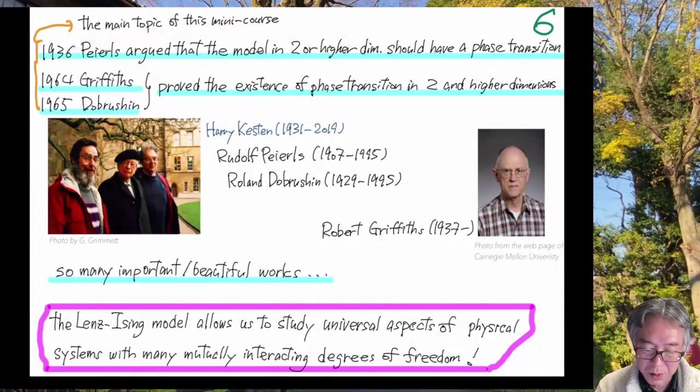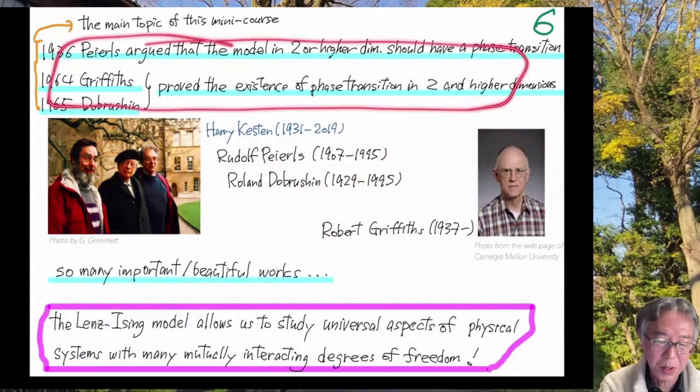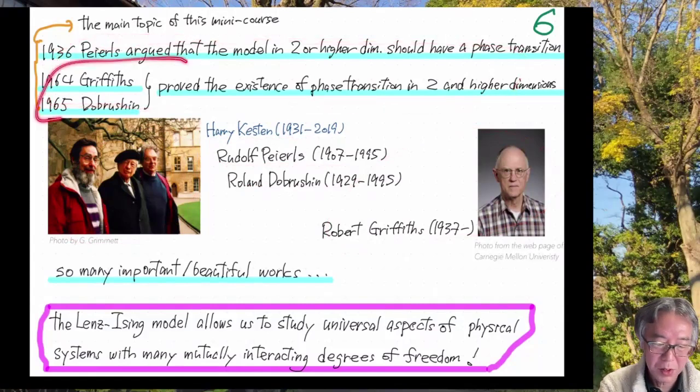Okay, so this is Professor Peierls, and this is Professor Dobrushin. And well, actually, he's not related to this story, but this is Professor Harry Kesten. He's a very famous probabilist, and he works on percolation and things like that. And I like this picture very much because I have actually met and talked to these three great scientists. And actually, I have never met Professor Griffiths. But anyway, this is the topic of this mini course, and we're going to discuss this proof in part 5 of this mini course.